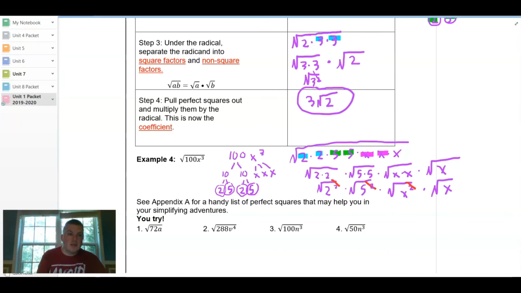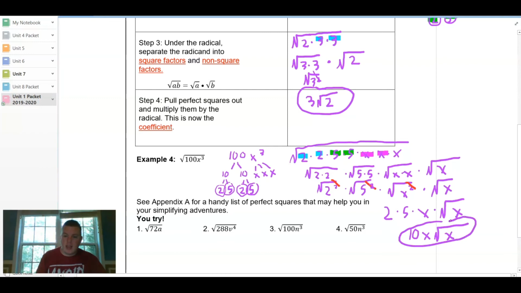So what that leads me to have is 2 times 5 times x times the square root of x that's left behind here. So I'm going to multiply 2 times 5 and get 10, and 10 times x is 10x. And then I still have the square root of x underneath, and I have my answer here.